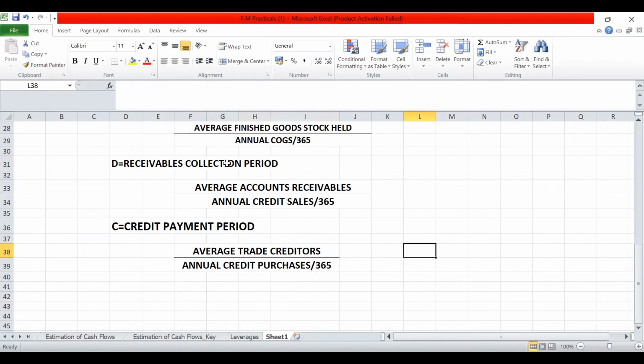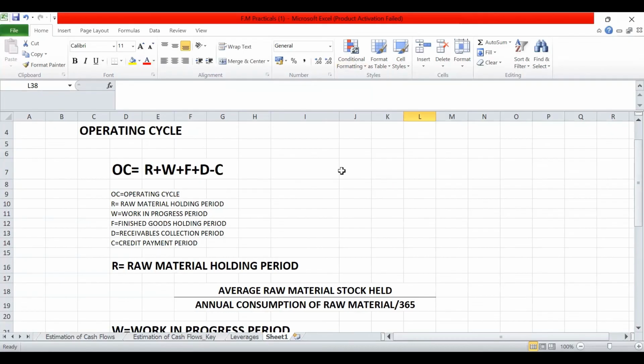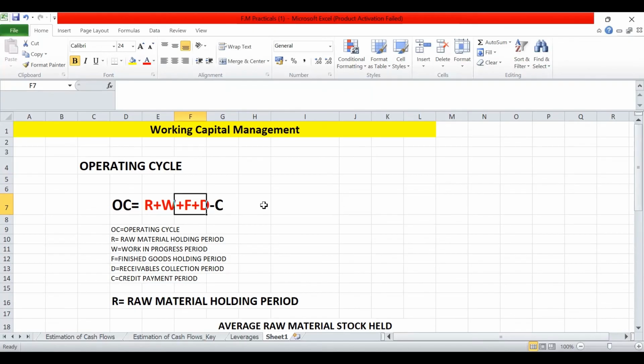Okay. So raw material period plus work in progress holding period plus finished goods holding period plus receivables collection period gives you the gross operating cycle. So the formula till here, that is R plus W plus F plus D, gives you the gross operating cycle. And when you subtract creditors payment period or credit payment period from this, you will get the net operating cycle, which is also known as cash cycle. In the next video, we will be discussing a question on this concept.